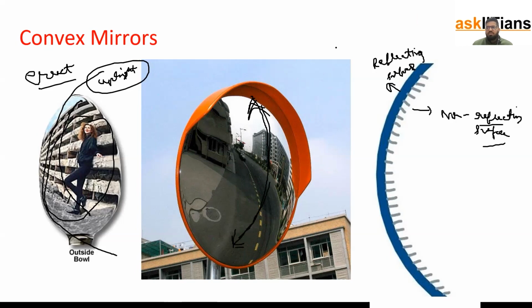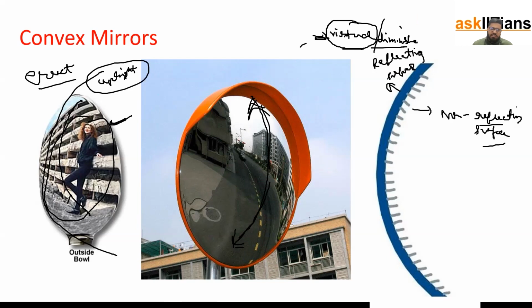So convex mirror has a property that it always forms a virtual image. There is no case of real image here. Convex mirror always forms a virtual and diminished image. Virtual and diminished. So the properties of the image formed by a convex mirror is that it always forms a virtual and diminished image. Clear?